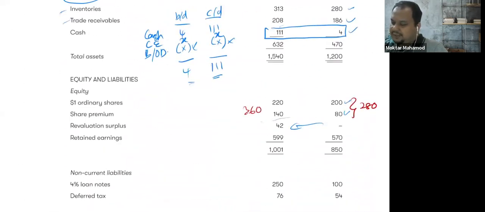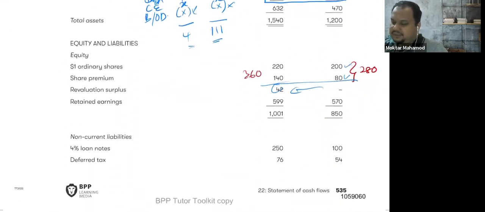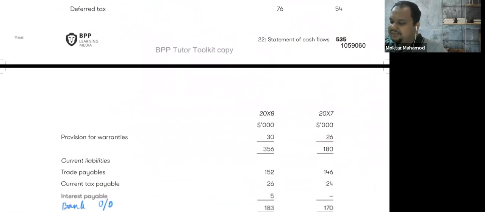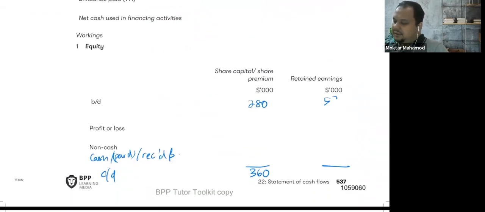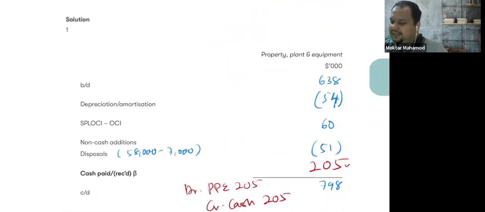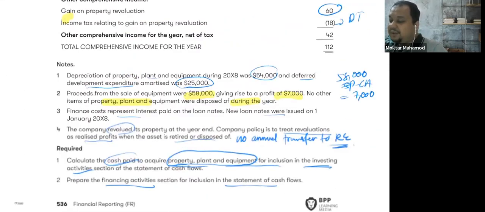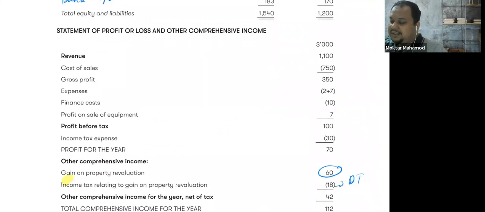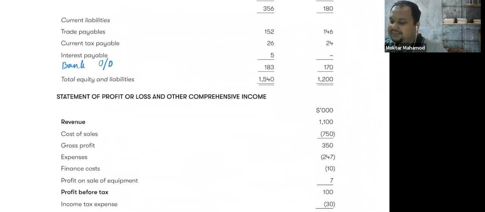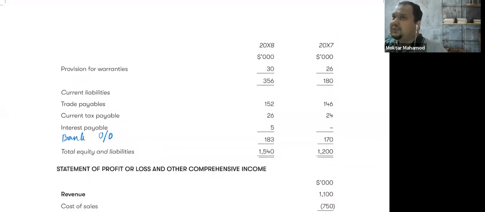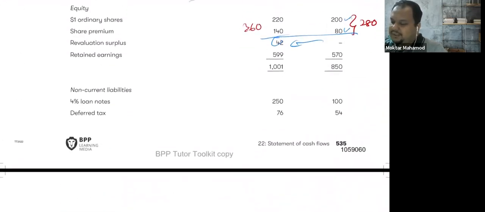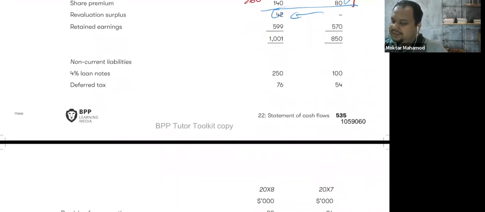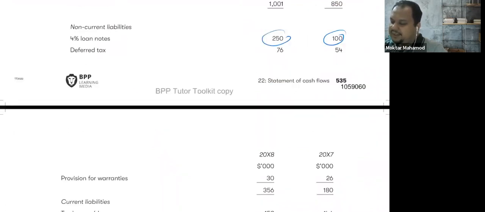So settle this one, revaluation surplus tak termasuk, retained earnings 570, 599. Okay, then you need to look at the additional information. But for retained earnings, you kena tengok juga statement of profit or loss and other comprehensive income. Anything got to do with equity, liability. Liability kan, satu lagi kita tak buat. This one. Deferred tax tak termasuk ni. 4% loan note, 100 and 250.